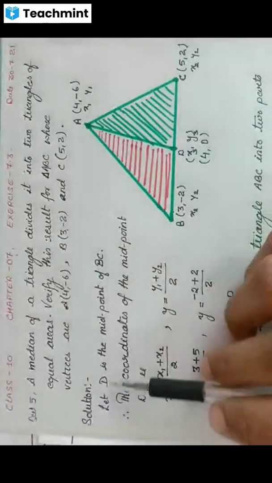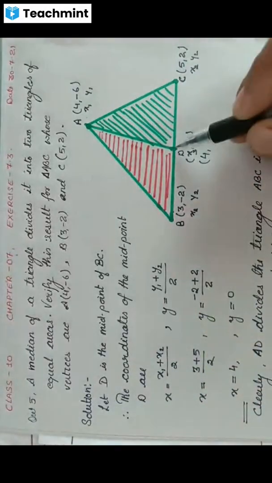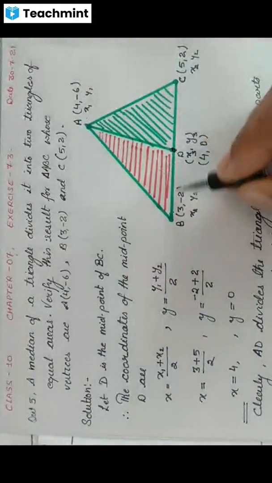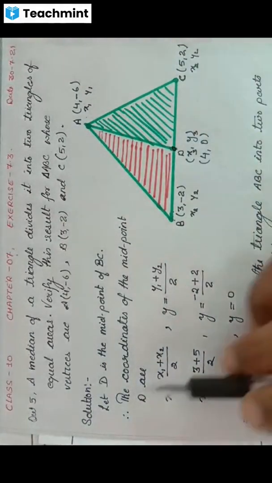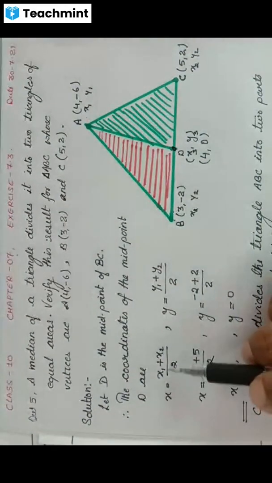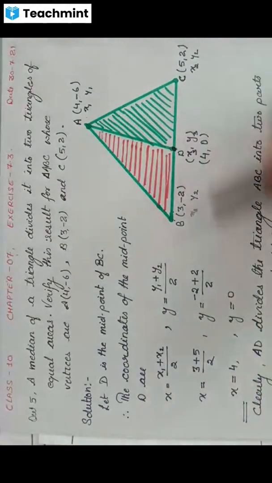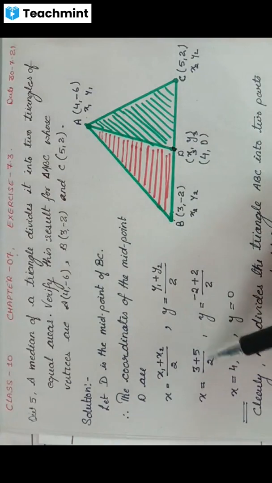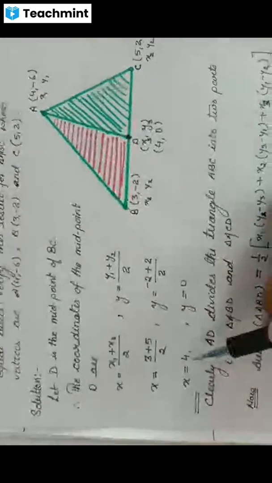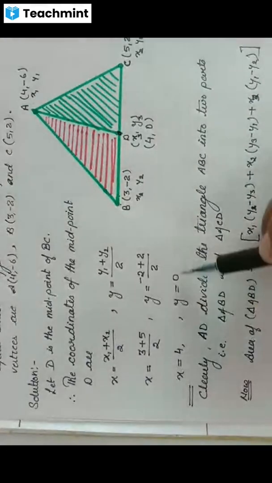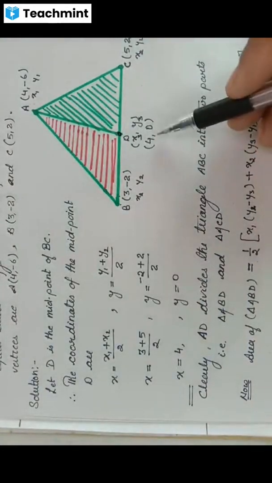So you can see, as we have taken a point D on BC, it is a median. That means it is the mid value between B and C. So the formula of the mid value is (x1 plus x2) upon 2 and (y1 plus y2) upon 2. After putting the values 3 plus 5 and negative 2 plus 2, we got x equal to 4 and y equal to 0. So I have mentioned it here.